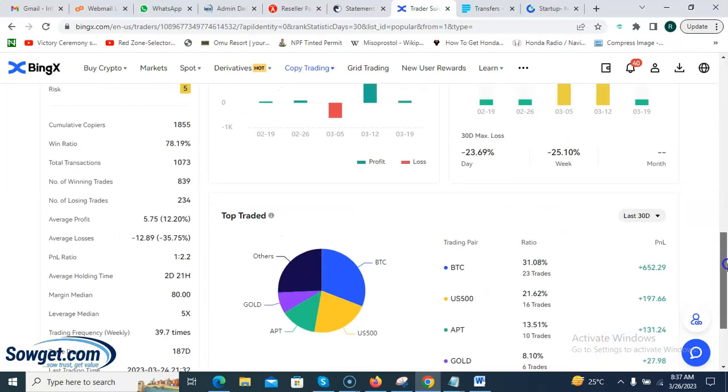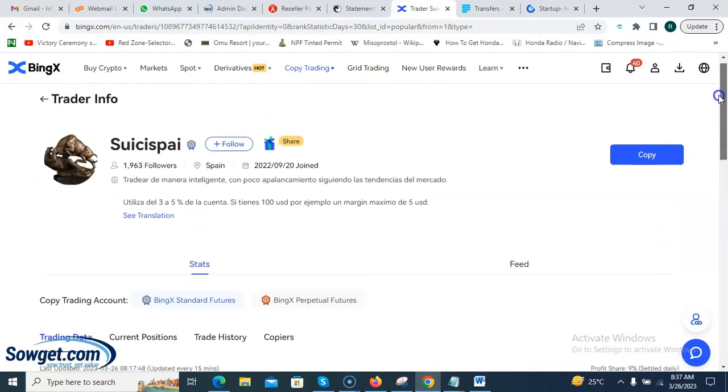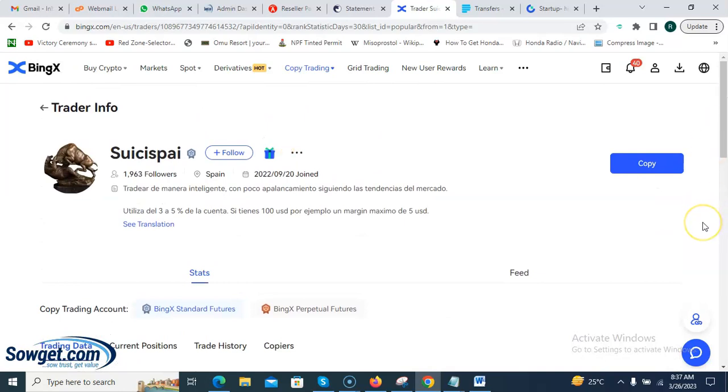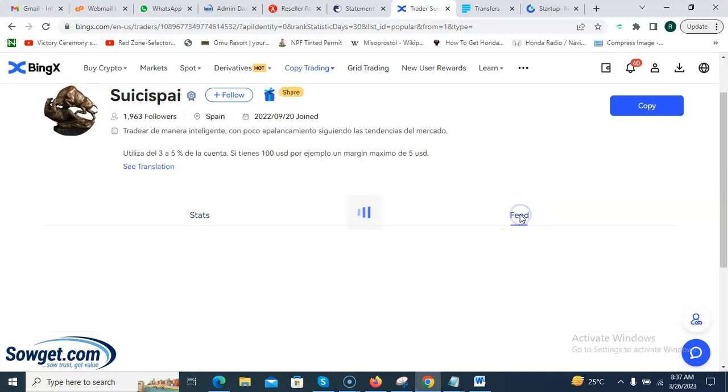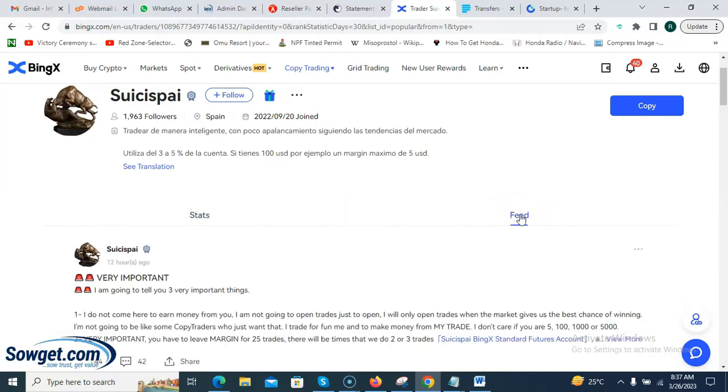So now let's say you've seen the information about a trader and you want to copy that trader, or you want to start following that trader. You simply come here and click on copy. Okay, before I click on copy, let me just show you this feed. If you click on this feed, it's just for you to see the comments and information from the various copiers who are copying this trader.